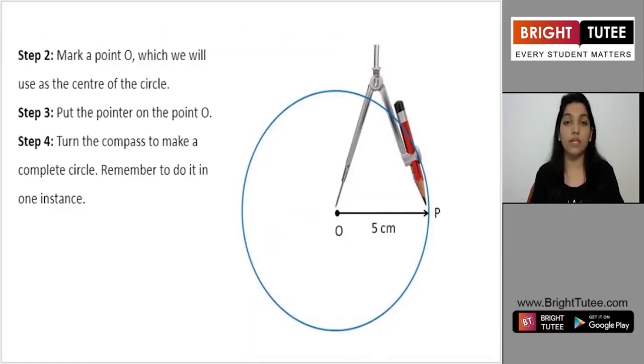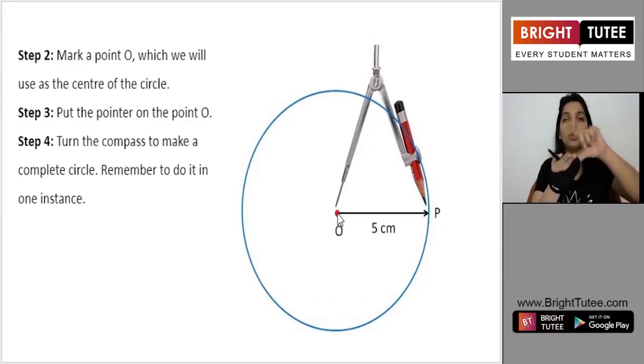In the second step, what we need to do is mark a point O, which we'll use as the center. So here we have marked this point O. This is our center. What will we do now? We will put the pointer of the compass, as you can see here, on this point O. And without disturbing the opening of the compass, put the pointer at O and rotate your hand such that your pencil will move exactly at a fixed distance from the center point. That is where you have placed the pointer on the point O, right?